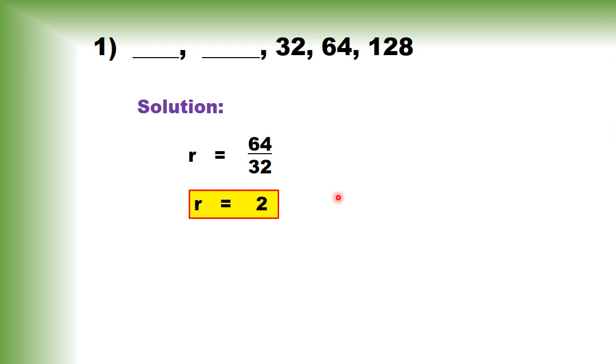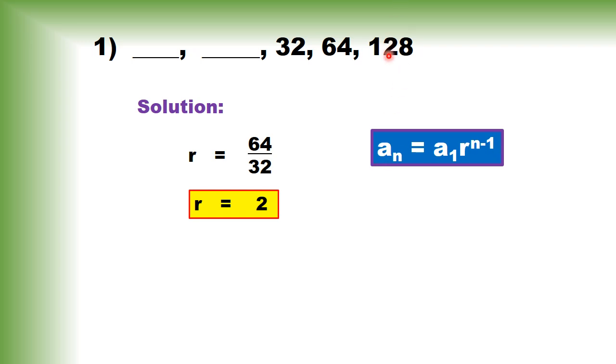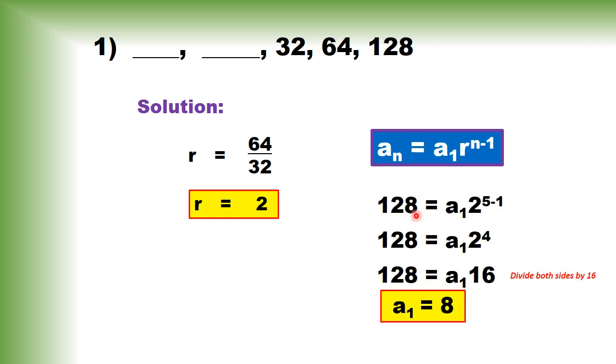Or you may use a formula. a sub n equals a sub 1 times r raised to the power of n minus 1. The last term is given, which is 128. a sub 1 is missing. Common ratio r is 2. Number of terms is 5: 1, 2, 3, 4, 5. Let's plug in.